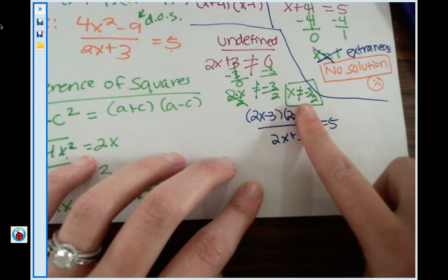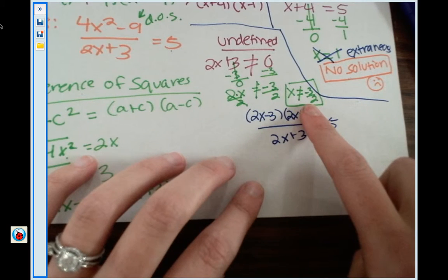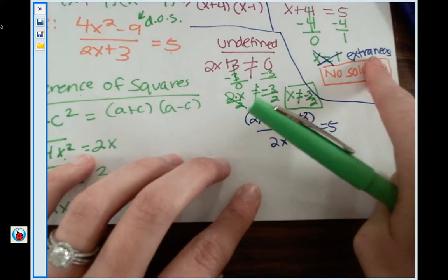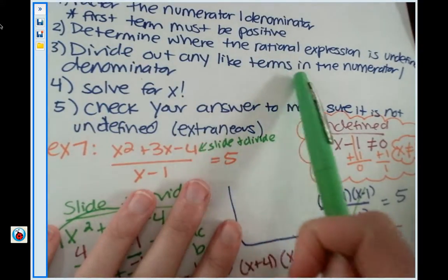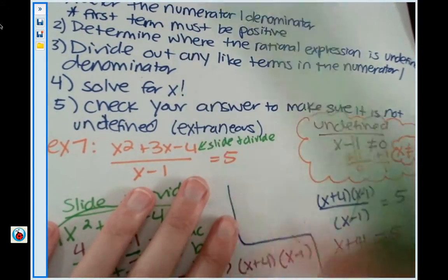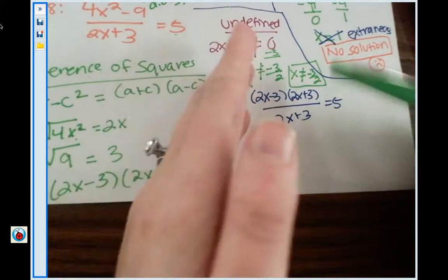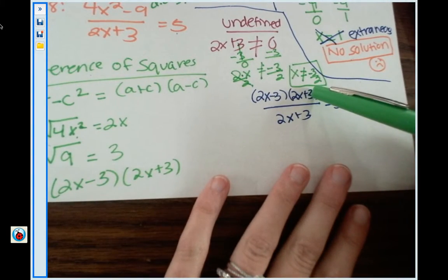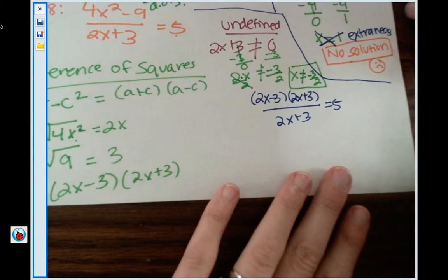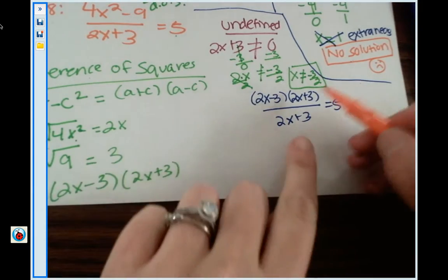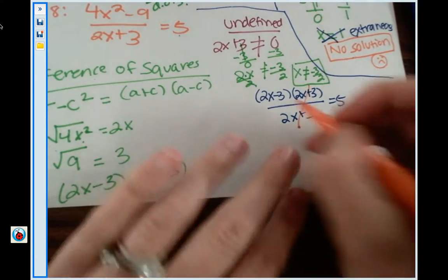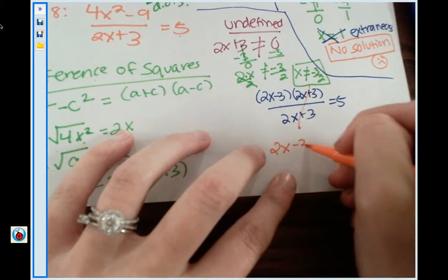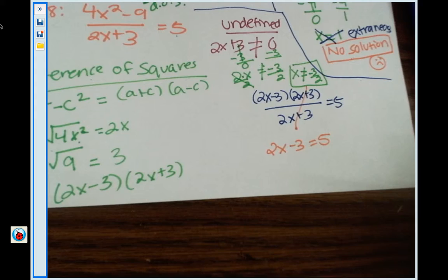Okay, so we have to keep that in mind. If we get an answer that is negative 3 halves, we must cross it out and call it extraneous so we will not kill a kitten. Okay, so now our next step says divide out any like terms in the numerator and denominator and solve for x. So do we see anything that's alike in the numerator and the denominator? I see one. Do you guys see those 2x plus 3's? Bam! Annihilated. Yeah, so all that's left now is my 2x minus 3 equals 5. And let's solve this thing for x.